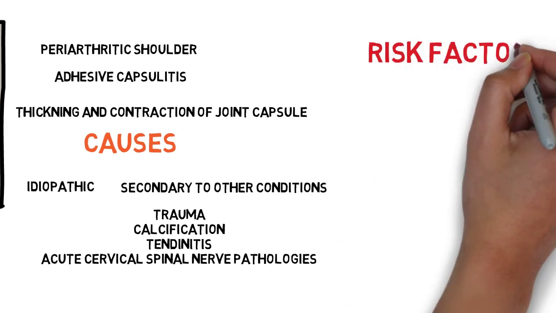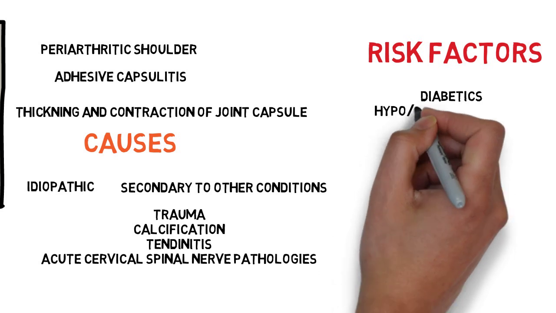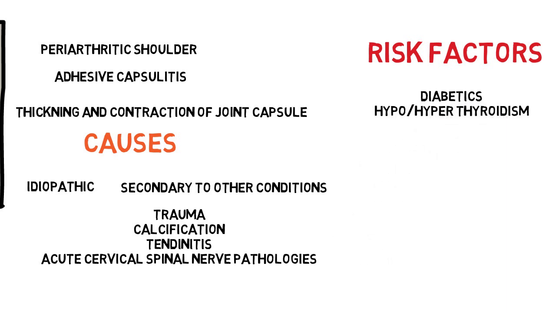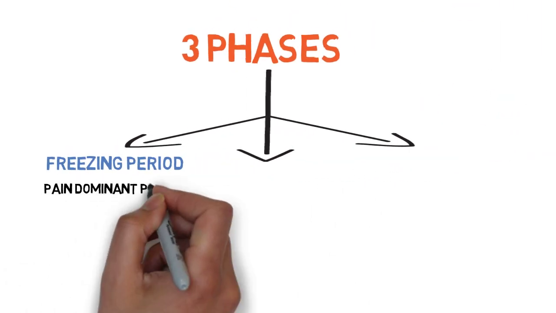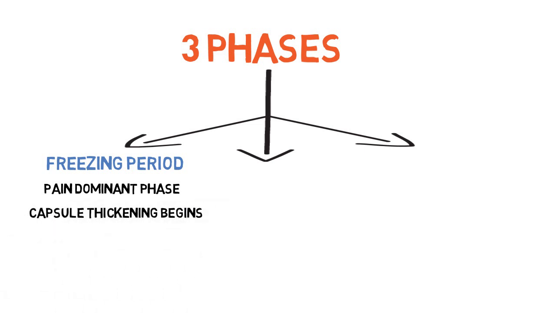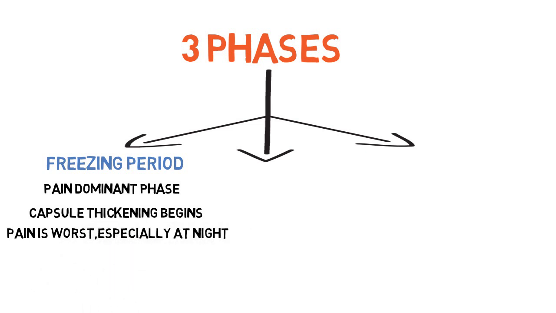Those who have conditions such as diabetes or hypo or hyperthyroidism are more prone to develop frozen shoulder. This condition develops in three stages. Stage 1 is freezing period, or more correctly, it can be referred to as pain dominant phase. Capsular thickening begins in this phase. Pain will be worst more commonly at night. This phase lasts for almost 6 months.